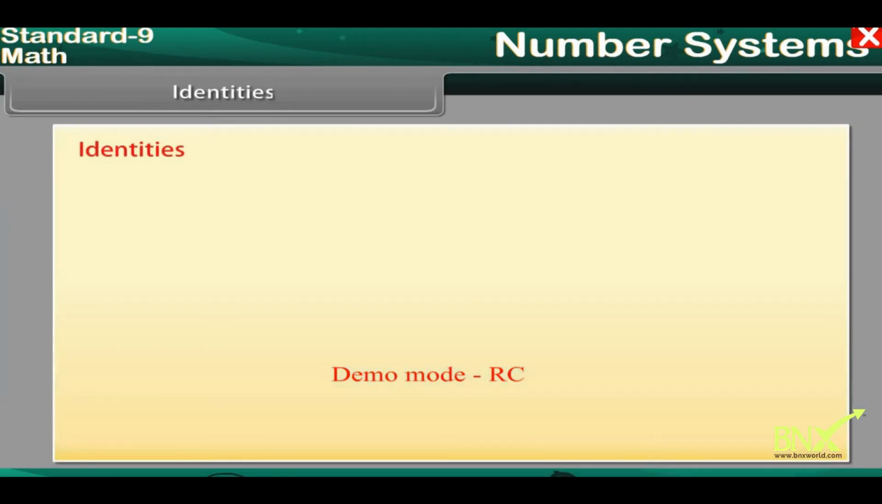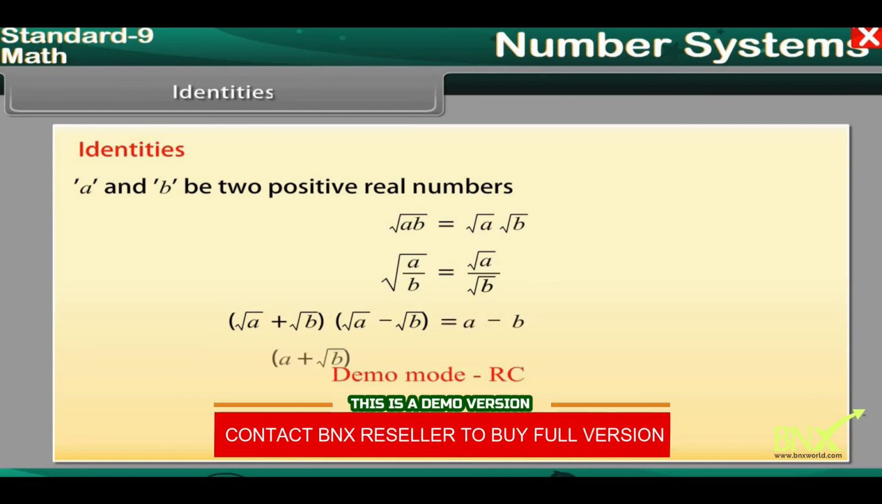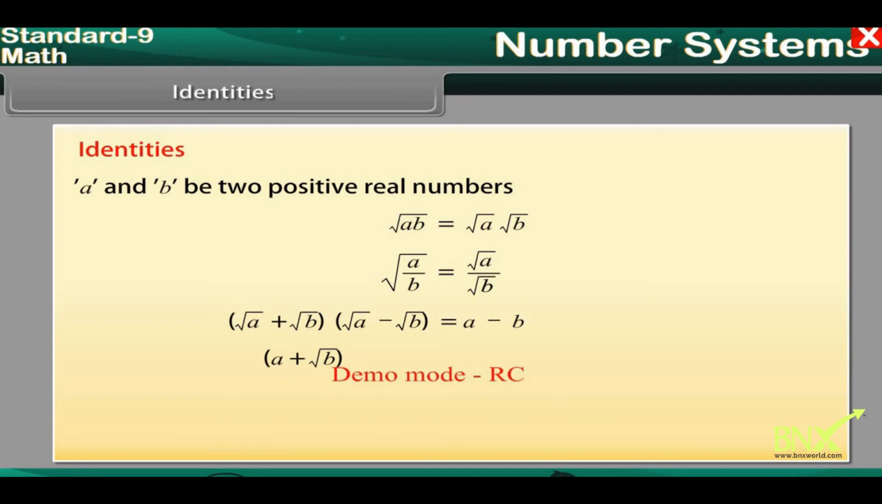Identities. Now let us go through some identities related to square root. Let a and b be two positive real numbers. Then square root of ab is equal to square root of a into square root of b. Square root of a divided by b is equal to square root of a divided by square root of b. Square root of a plus square root of b multiplied by square root of a minus square root of b gives a minus b. A plus square root of b multiplied by a minus square root of b gives a square minus b.